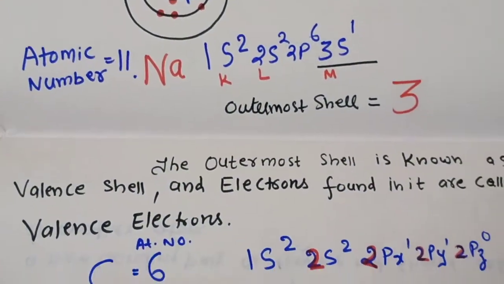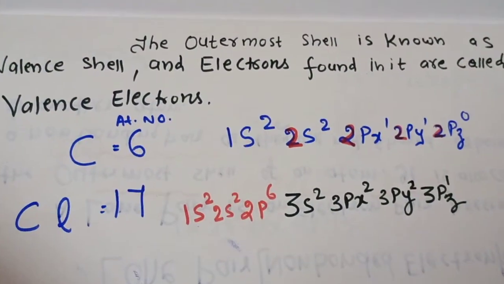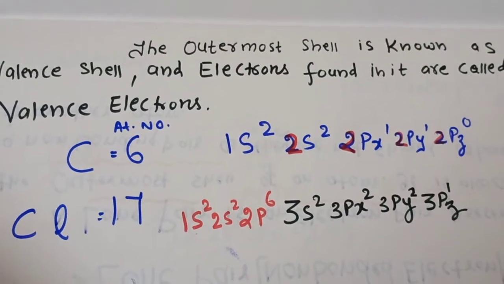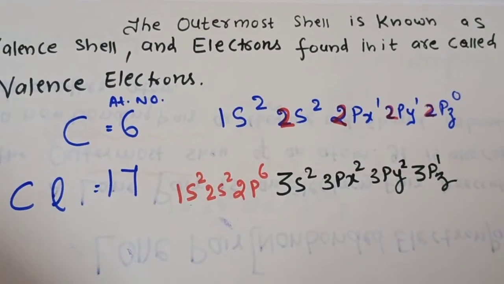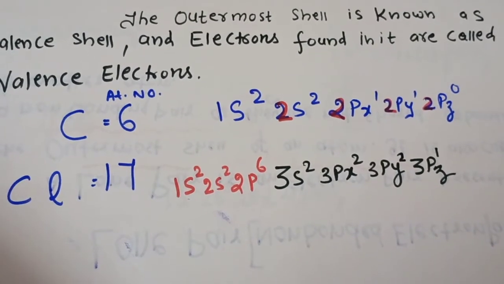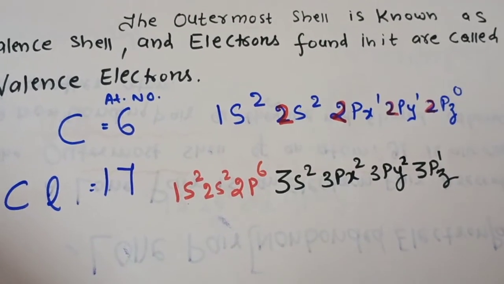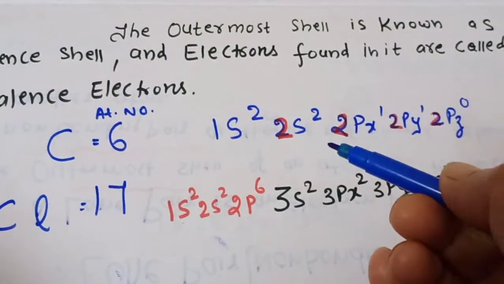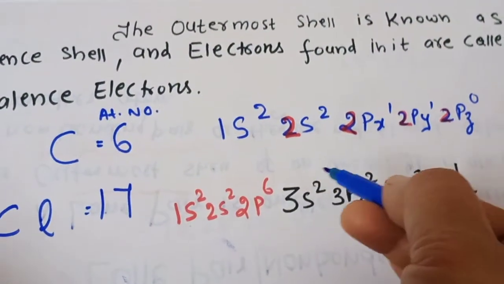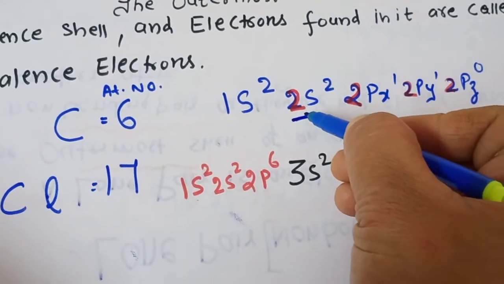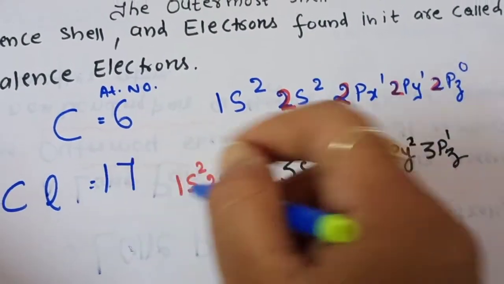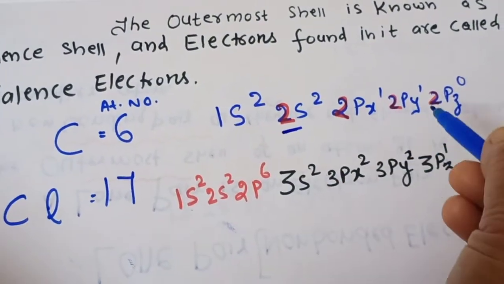It will be different for other atoms. Now let us see the example of carbon. If we write the configuration of carbon, the atomic number is 6. So we will write 1s2, 2s2, 2px1, 2py1, 2pz0. If somebody asks what the outermost shell is here, it is clearly visible now. This shell represents the principal quantum number. So the outermost shell in carbon is the second, not 2pz.